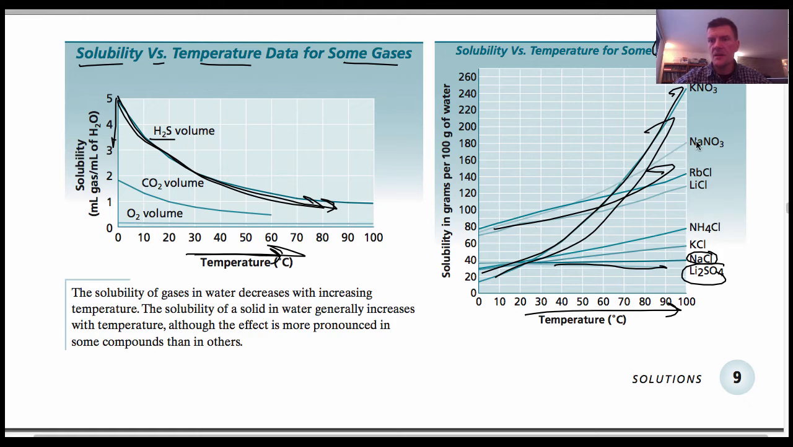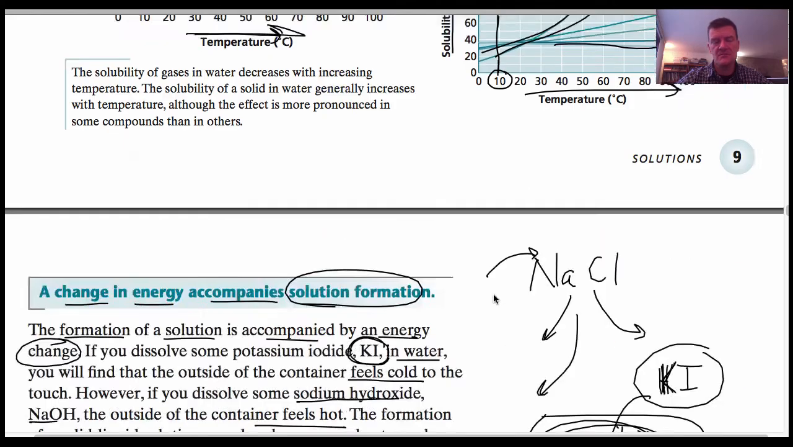Okay, here we are. Here we have sodium nitrate and 10 degrees Celsius. All I do is from 10, I go up to the particular curve for sodium nitrate. Looks like it's right around there. And then I go over to solubility in grams. It's going to be around 80 or so, maybe a little bit more than 80, maybe 82 or something like that. So about 82 grams of sodium nitrate can be dissolved in 100 grams of water at 10 degrees Celsius.